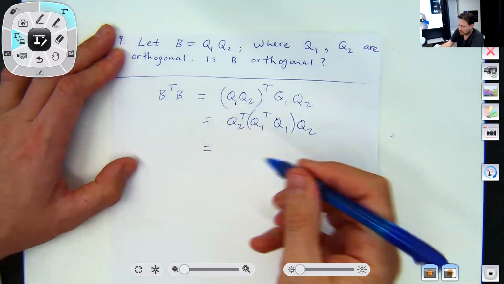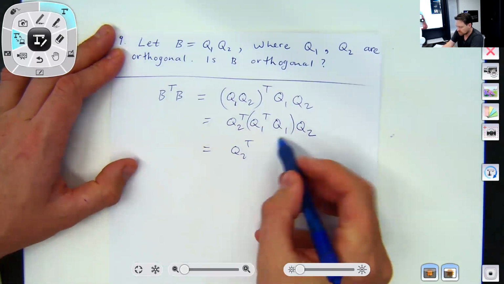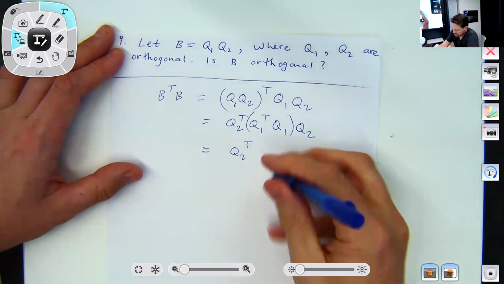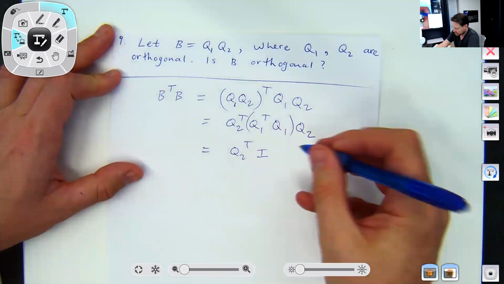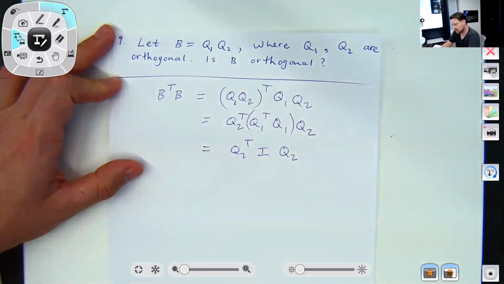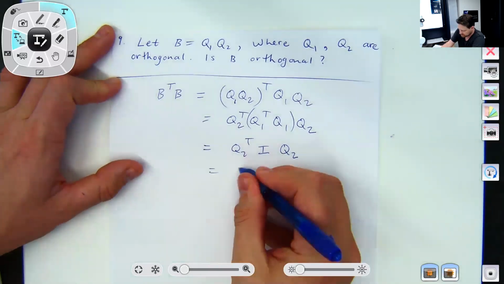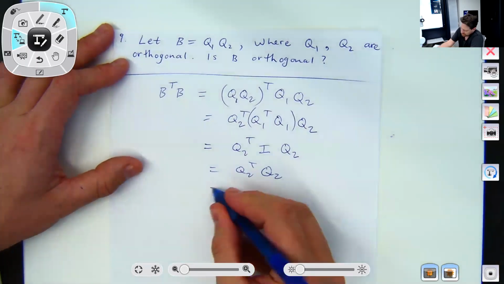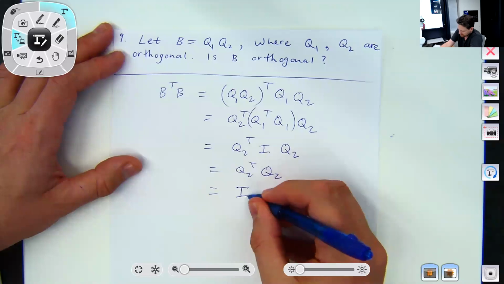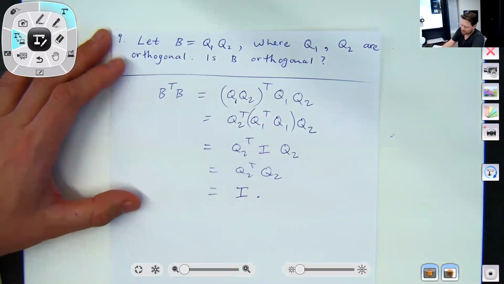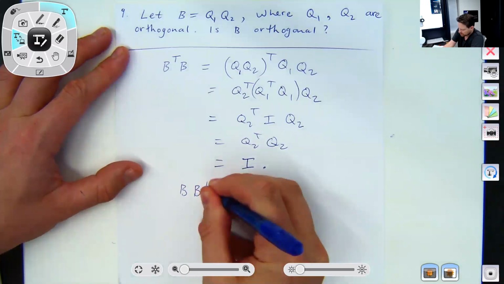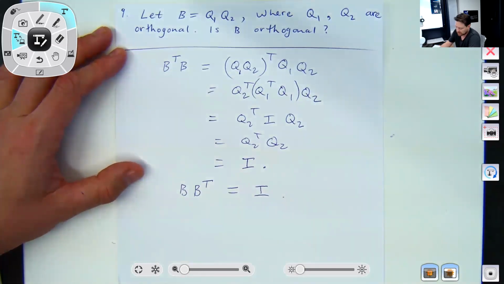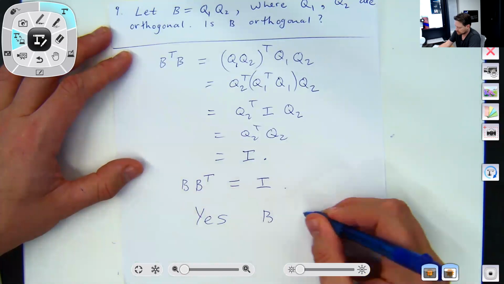Okay, so then we have Q2 transpose, and we know that this product has to be the identity because we know that Q1 is orthogonal. So this is I. And then we have Q2. And of course, I times Q2 is Q2. So this is Q2 transpose Q2. And since Q2 is orthogonal, we get the identity matrix, right? And likewise, if you did B times B transpose, you should get the same thing. Okay, so the answer is yes, B is orthogonal.